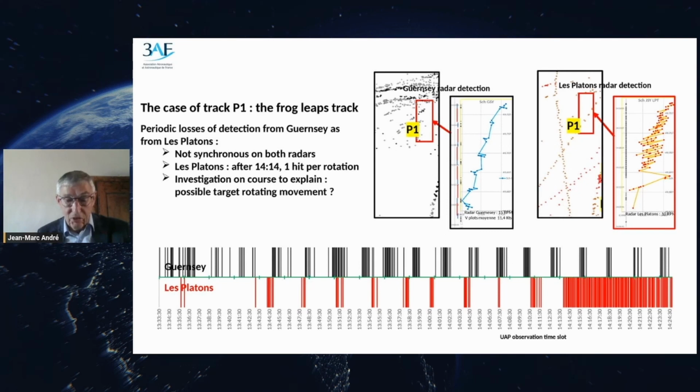When plots are present, their density is high, which looks very strange. Les Platons radar produces a plot at every turn of the aerial during almost 11 minutes since 1414. You see the graph at the right end. You see all these plots, and it's strange because we are far from the radar and we have a perfect detection of the mobile, because we are sure there is a mobile at this time.